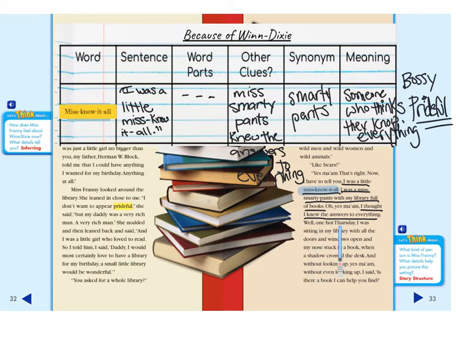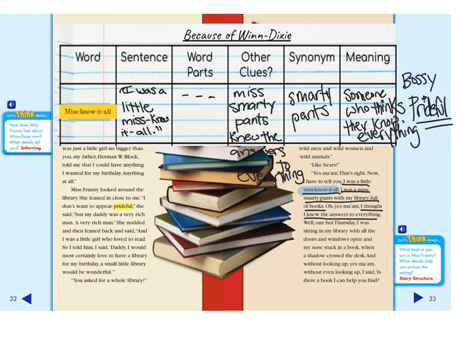Well, one hot Thursday, I was sitting in my library with all the doors and windows open and my nose stuck in a book when a shadow crossed the desk, and without looking up, yes ma'am, without even looking up, I said, is there a book I can help you find?